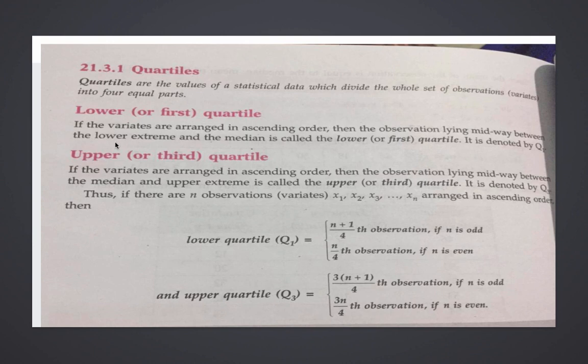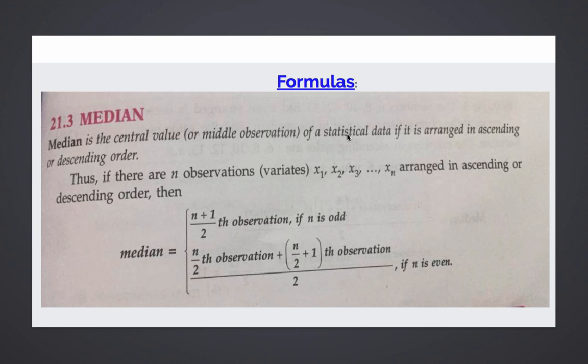For example, 8 observations are there, 8 variates are there, 4 equal parts, 2, 2, 2, 2 group, like that. Fine. Now lower or first quartile, what's that? Understand. First quartile is if the variates are arranged in ascending order. That is a must everywhere. Since the beginning I am telling you, here also it is important, either ascending or descending.